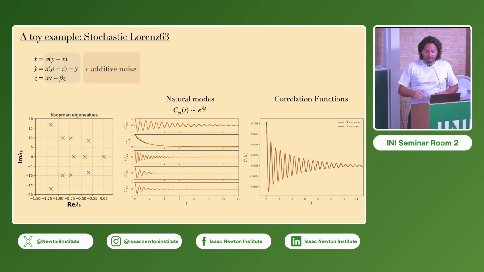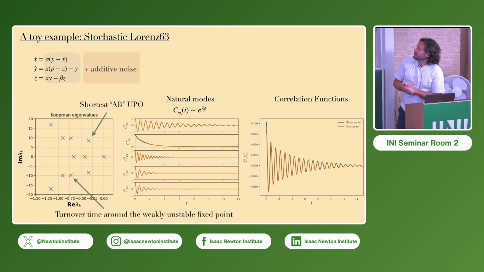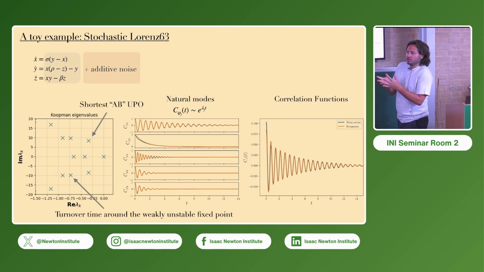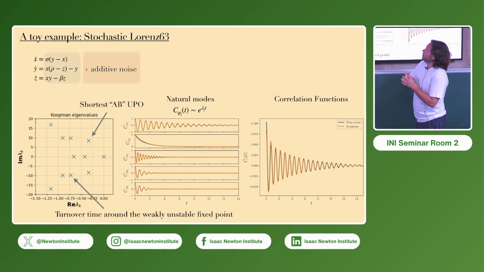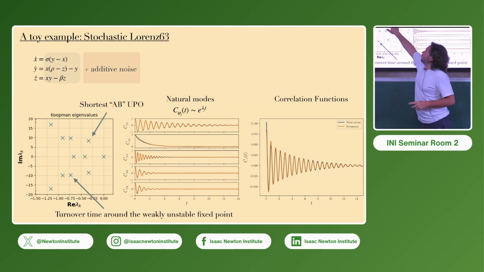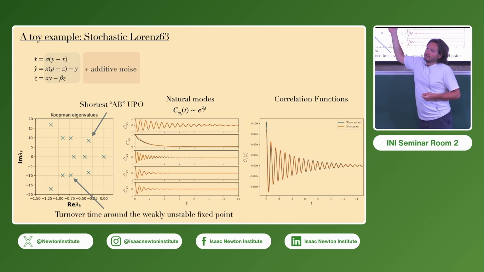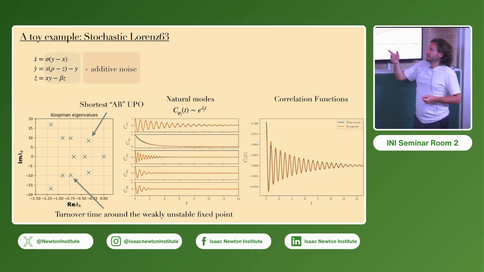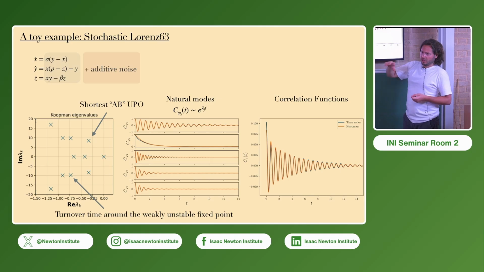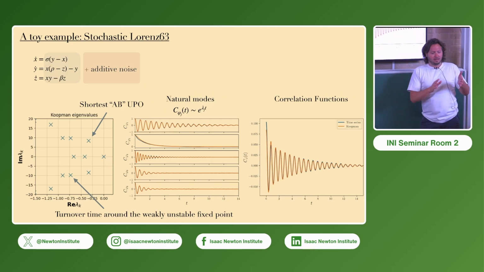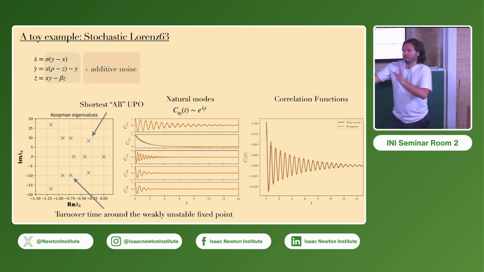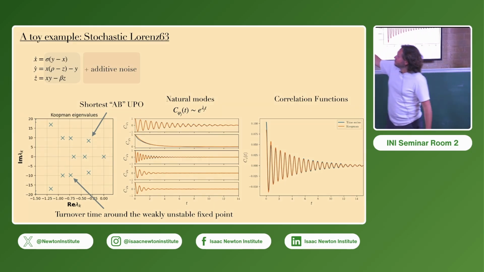especially at long times. And the interesting thing that one can learn from these modes as well is that they have a physical meaning. For example, this mode here, the subdominant one, has an imaginary frequency that basically is the shortest UPO of the system. This is the AB UPO, so the one that tells you I'm in one lobe and then I'm going to the other lobe. So they have a physical meaning.